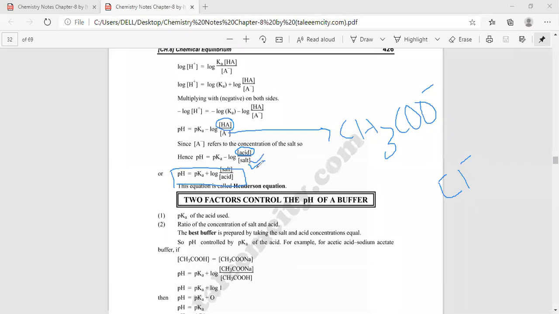If there is any confusion, you can ask about this Henderson's equation. Otherwise, we have to move towards the two factors that control the pH of the buffer solution. Any doubt, any confusion?